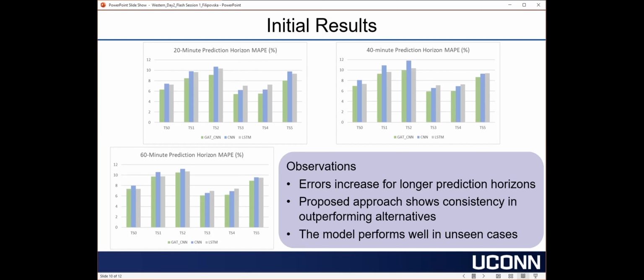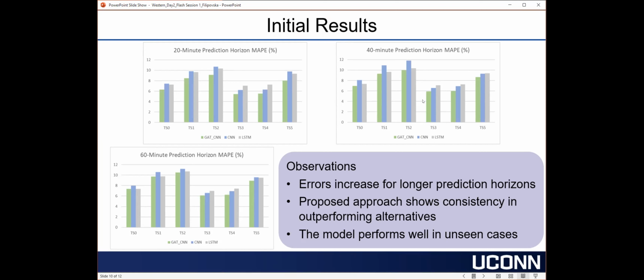So we can see, first of all, that as the prediction horizon increases, the errors increase. This is expected. It's harder to predict for the longer term. And this translates for each testing scenario. The proposed approach seems to show some consistency of outperforming the alternatives. It always has the lowest error, while the alternatives sometimes compete with one another. Sometimes the CNN performs better, while at other times the LSTM performs better. And that lack of consistency can be really deterrent from using those approaches.